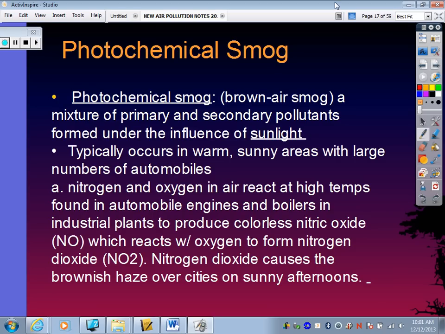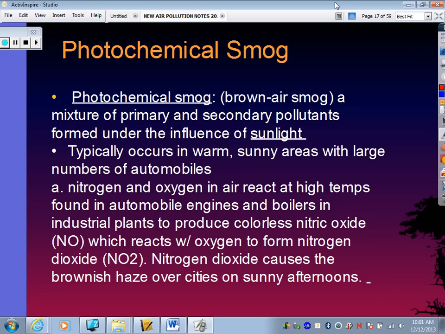Okay, we need to talk about the different types of smog. You've heard me mention photochemical smog a couple of times already. When you see that prefix, photochemical, you should always think light. This one is going to be accelerated and created by sunlight. We call this the brown air smog. This is the type of smog you see out in LA.